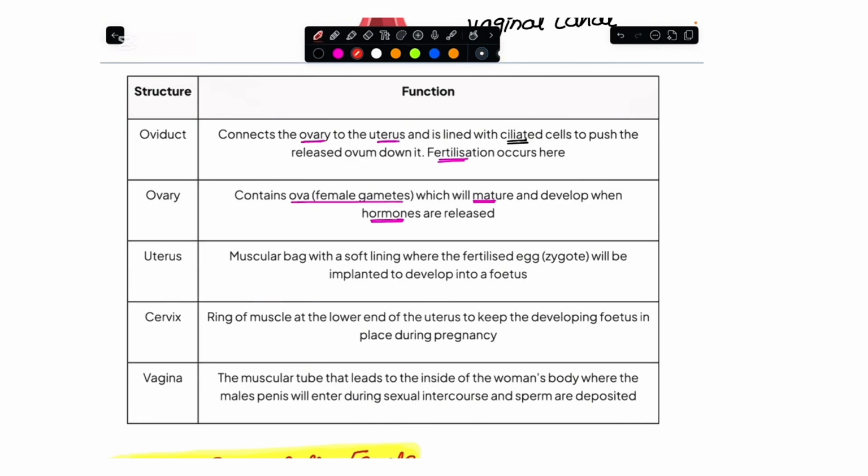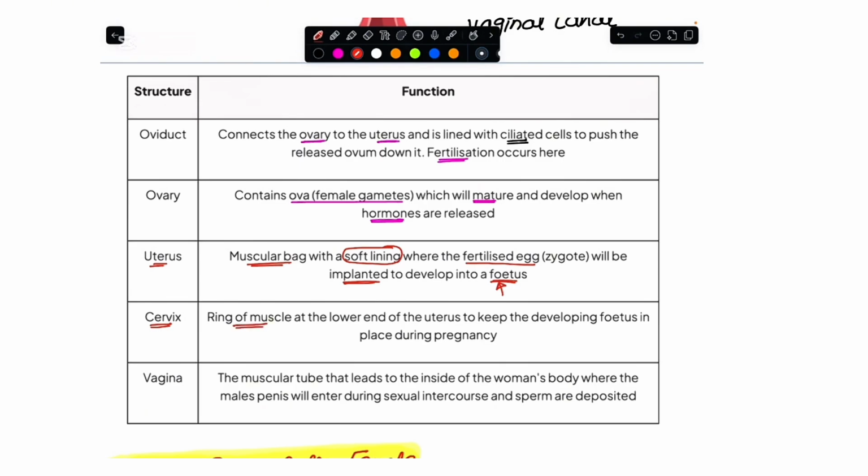Then I came toward the uterus, and as I said, this is a muscular bag and it has a soft lining in it. Here the fertilized egg, that is the zygote or embryo, would come and implant, and later it would develop to become an immature, unborn baby, and that would be the fetus. Other than that, we had the cervix, which I highlighted above.